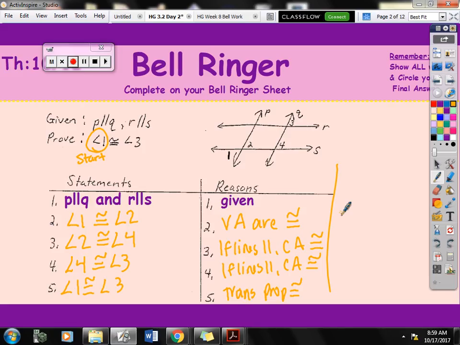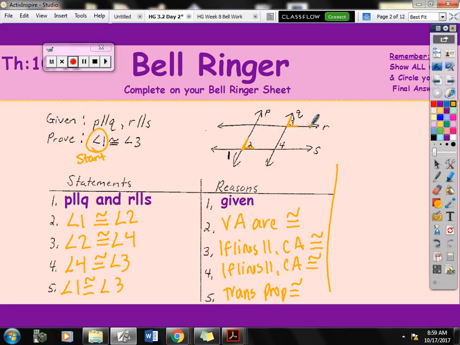Okay, that actually won't work. I agree that 2 and 3 look like they're in the same relative location, like top right. But the problem is they don't share a transversal. Like if you were to look and say, what line do they both touch? Well, this one touches P and S. This one touches Q and R. So we're actually not allowed to jump from transversal to transversal. Okay, so you had to find the link there.